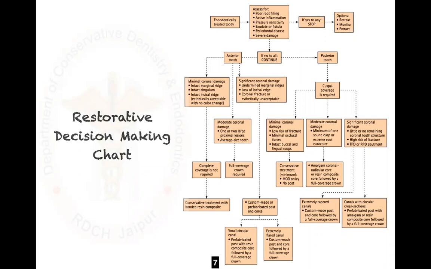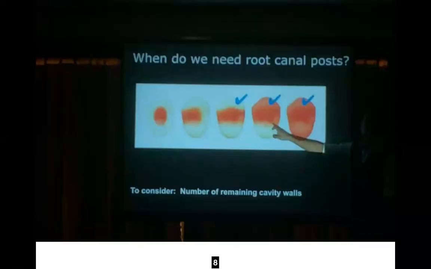So I've taken enough time for you to revise this lecture again. This was very important. You'll have to write it exactly, maybe draw it in your exam, exactly what all conditions you'd require a root canal post for, not in all the conditions. MOD, 3 walls, or 4 walls, right? Depending on how much ferrule is there on the tooth.